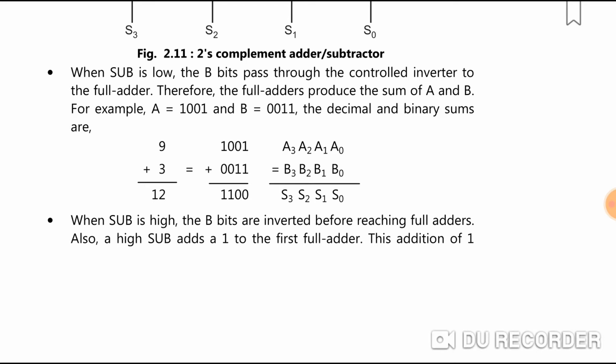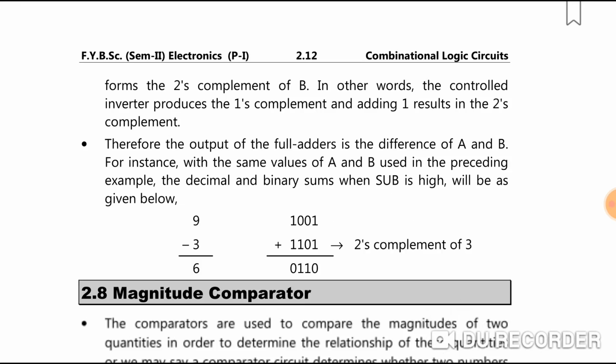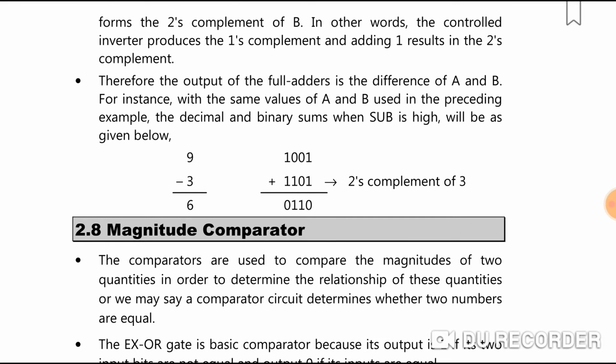So when SUB is low, addition is taken: 1001 plus 0011, so the output is 1100. When SUB is high, the B bits are inverted before reaching the full adders. Also, a high SUB adds a 1 to the first full adder. The addition of 1 forms the second complement of B. In other words, the controlled inverter produces the ones complement and adding 1 results in the second complement.